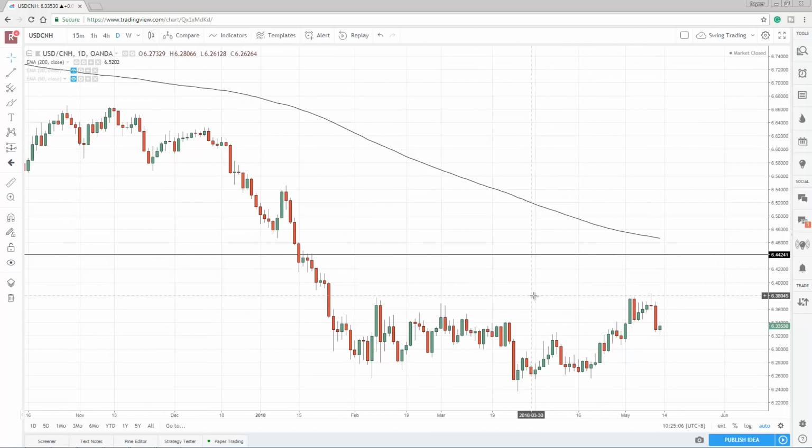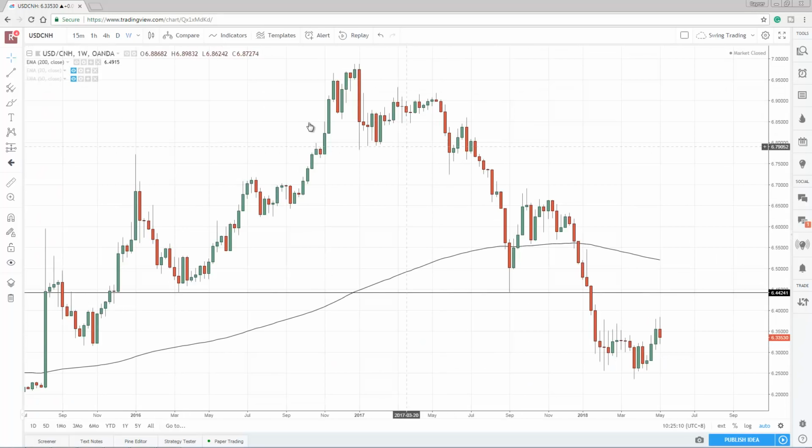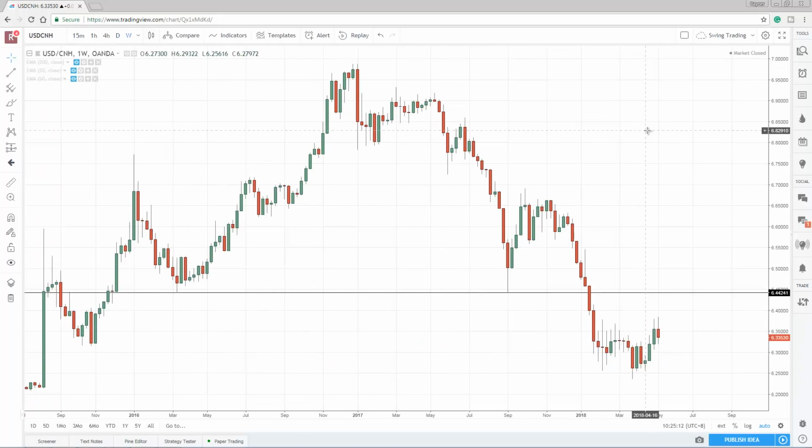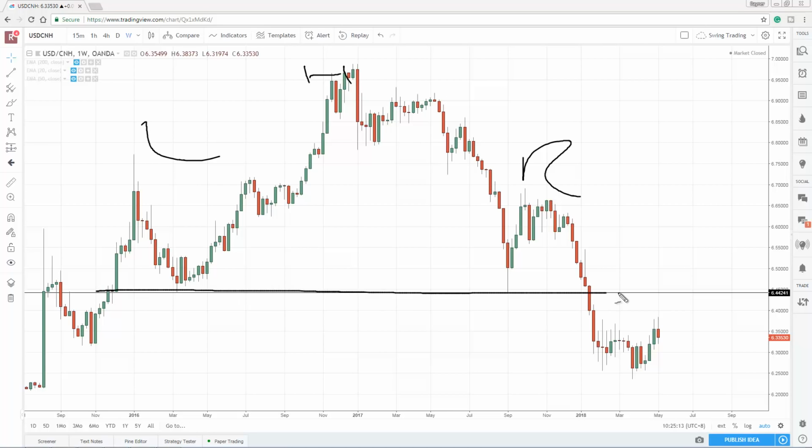But the reason why I decided to go with half only is because if you look at the weekly time frame, what do you see? Well, notice that this is actually a head and shoulders pattern. The market broke the neckline.